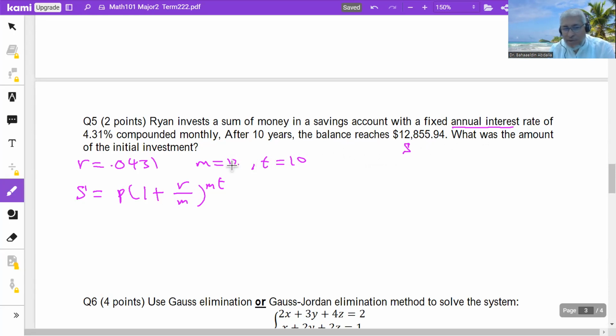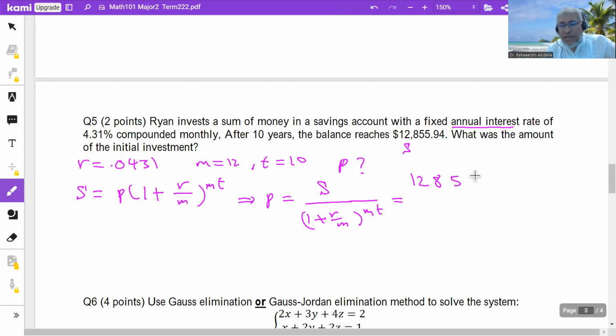So this is the future value. The balance reaches this amount. What was the amount of the initial investment? The amount of the initial investment, that's P. So the principal is needed here. So you can find P here. If you want to solve this equation for P, you can divide S by all of this, 1 plus R over M to the power MT. So what is S? It is the future value, 12,855.94 divided by 1 plus. What is R?